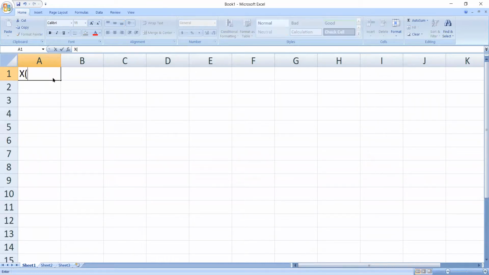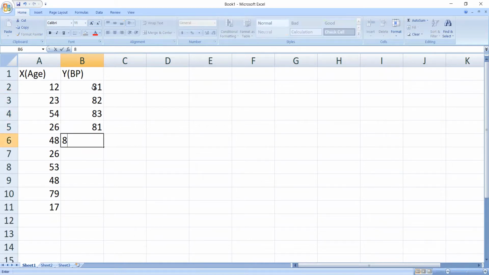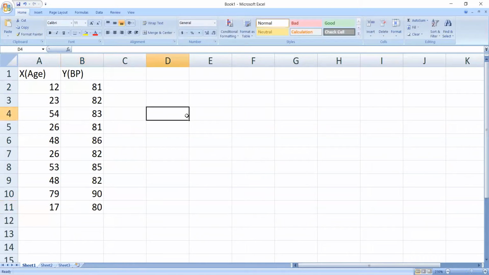So I have some variables here. Let me take age and then some Y values, say the blood pressure. So I'm recording some 7 random observations. Could be patients or any persons. I'll say 81, 82, 81. I've recorded the values.